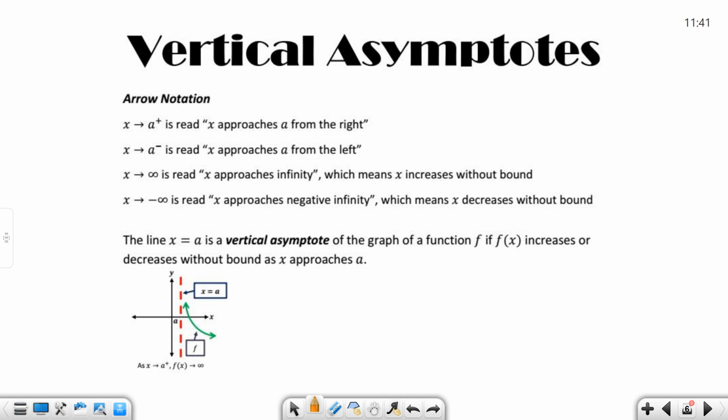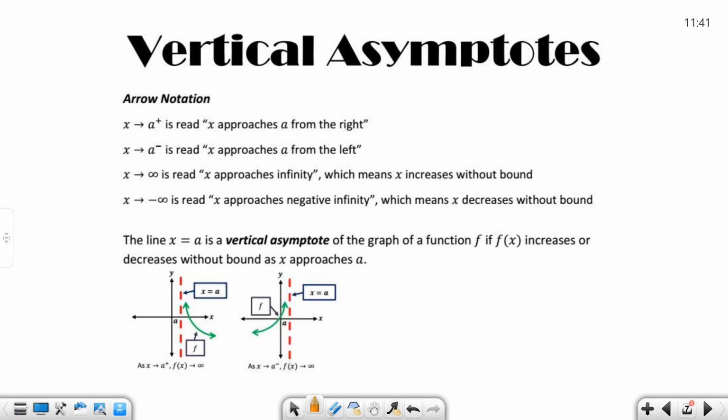So as x approaches a from the right, we're on the right side of a, we're coming in towards a, moving to the left. The function is going up towards infinity. It's increasing without bound. That's the definition of a vertical asymptote. So that's one example coming from the right. What if we come from the other direction? What if we come from the left?